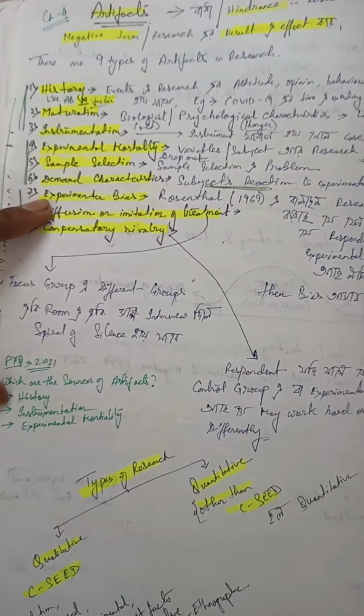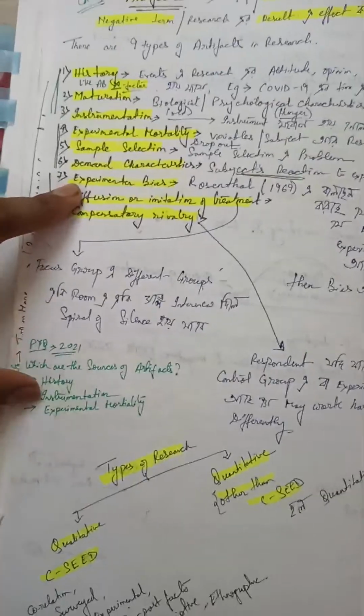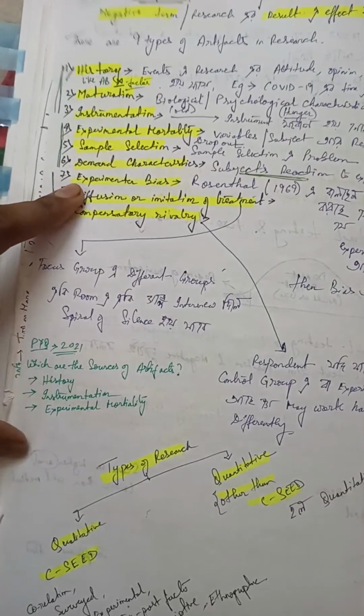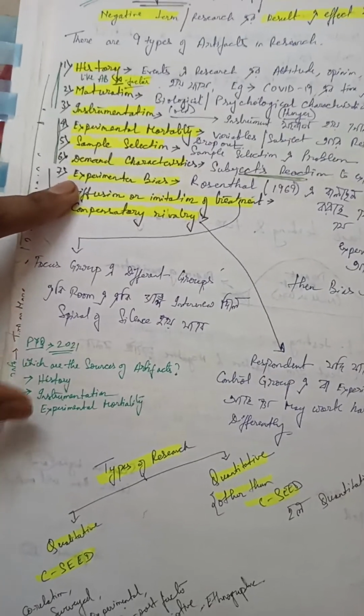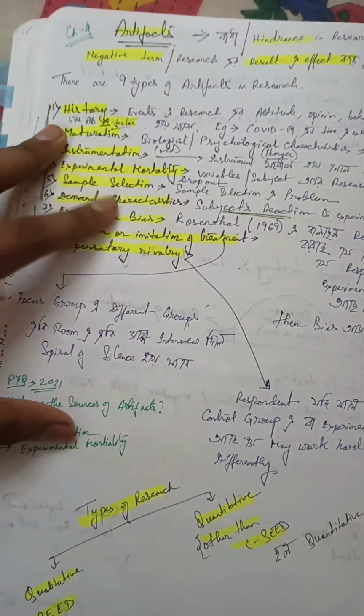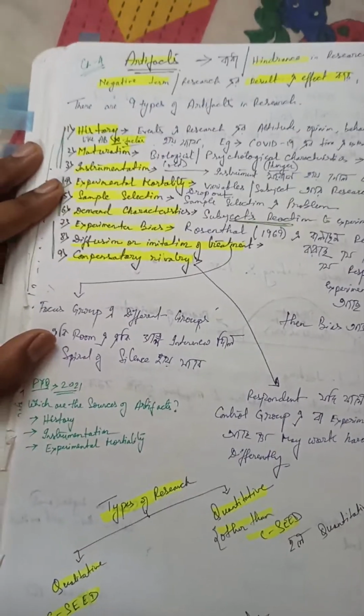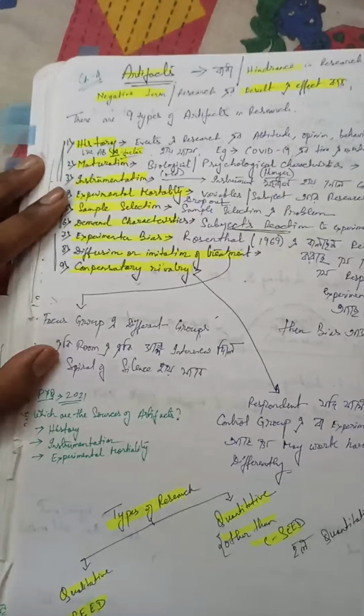History, instrumentation and experimental mortality are the answers. But in this particular question, there were some other options as well. I have only written the correct answers. From these nine sections, there will be other options which are not correct. So we have to identify the right artifacts.